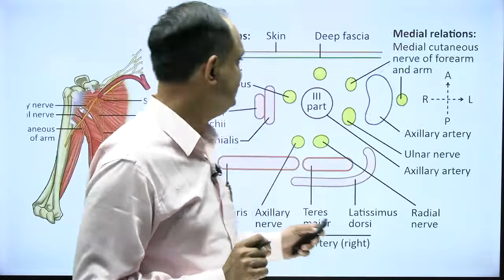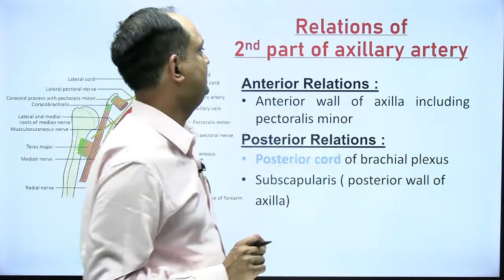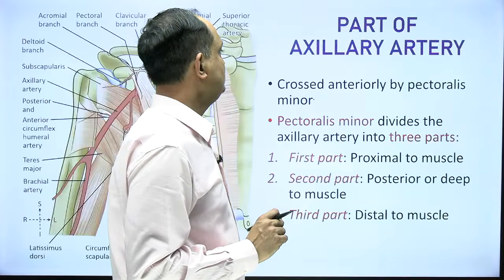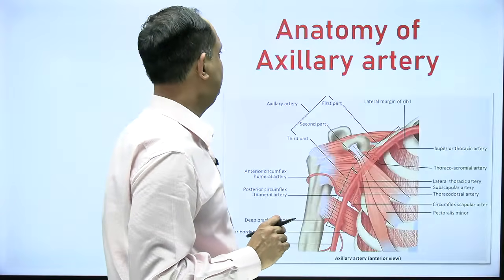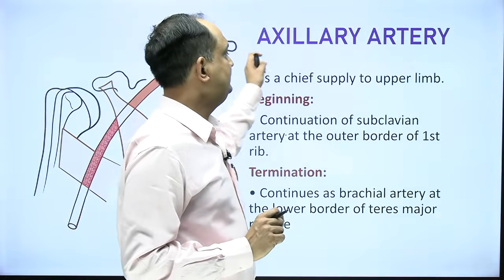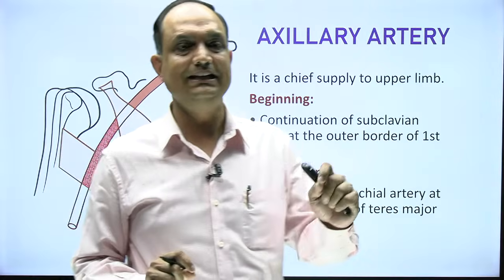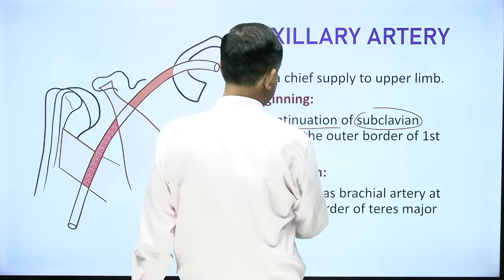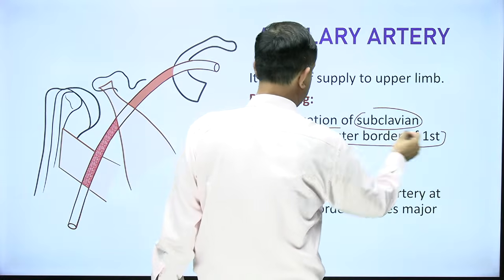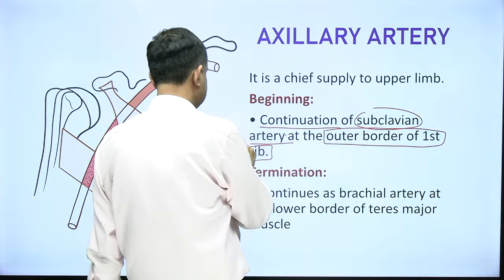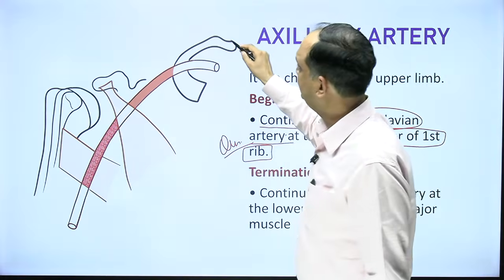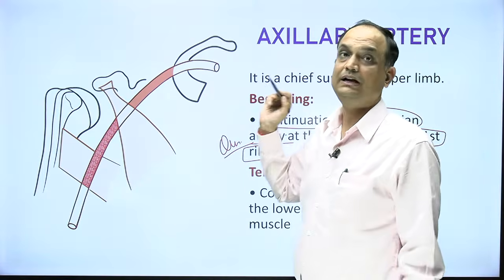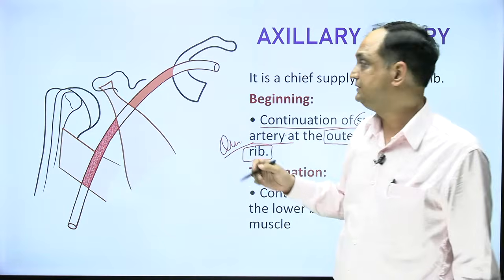Clear? So let's discuss first the basics of the axillary artery and how it enters the upper limb. Dear students, whenever you are talking about any artery, the first thing that comes is what it is a branch of. So the axillary artery is a continuation of the subclavian artery at the outer border of the first rib. This is your first rib. Now this is the subclavian artery.